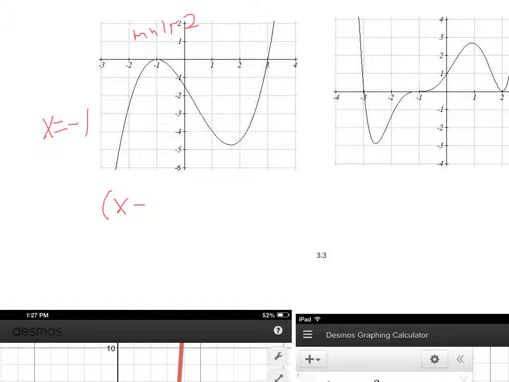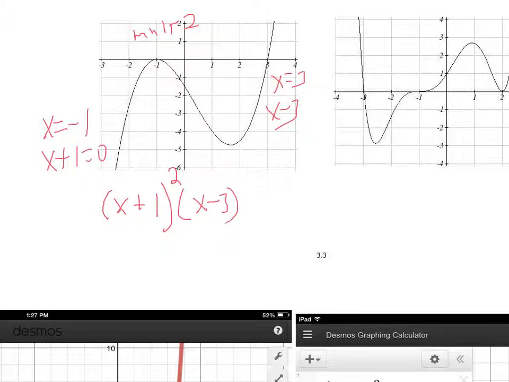So let me think about that, write that out for you. If x equals -1, that gives me a factor of x plus 1, right? Equals 0. So x plus 1. But we know it has a multiplicity 2 because it bounces. At least we think it has a multiplicity 2. And then the x equals 3 is another 0, so x minus 3, right? And that has a multiplicity 1. Now the only other thing we've got to worry about is some stretch factor. So there's probably an a in front of this.